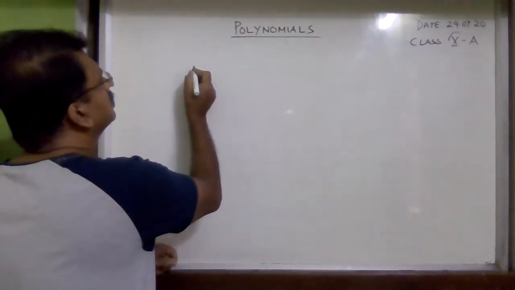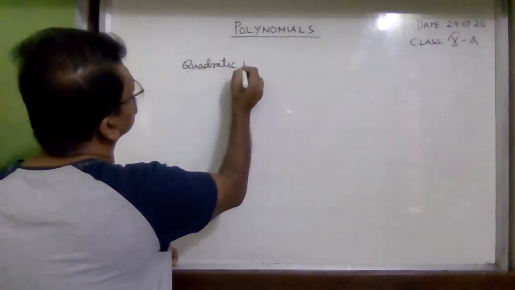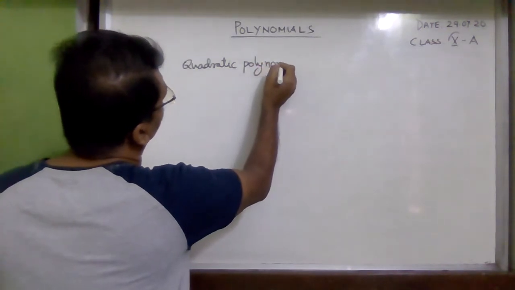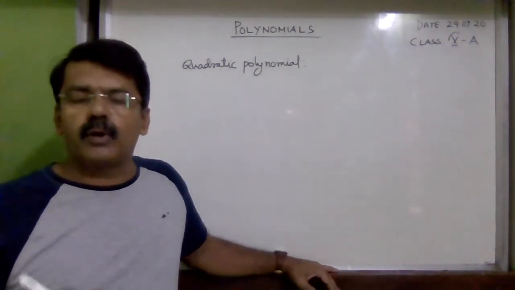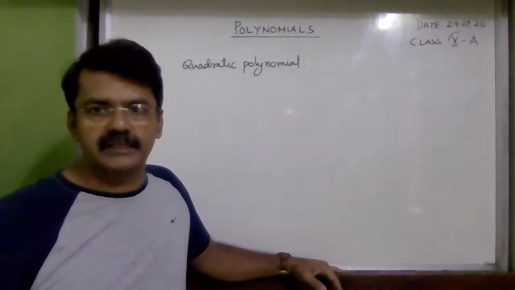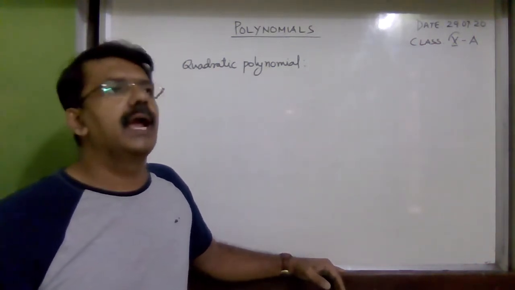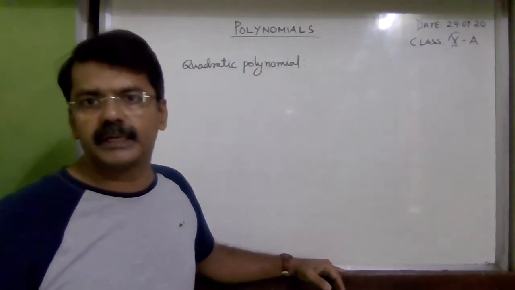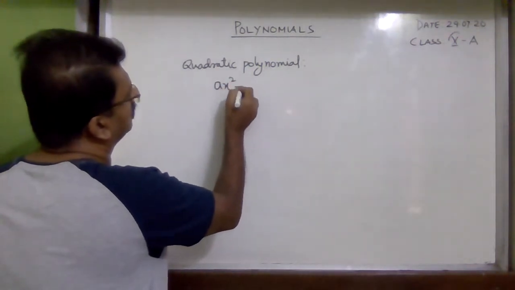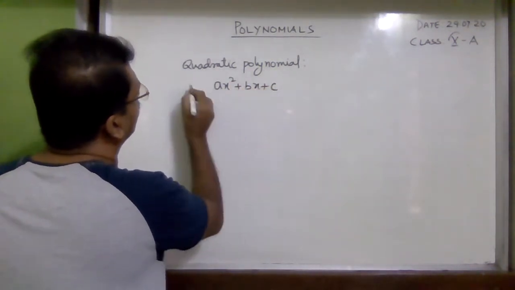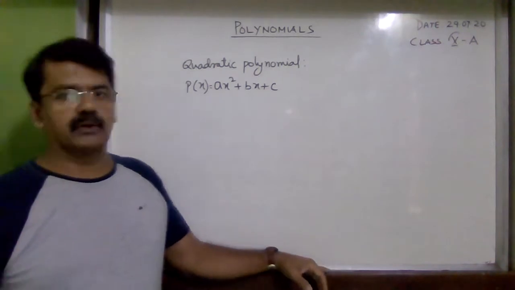Now, quadratic polynomial. You know, I told you in a polynomial when the highest power of x is 1, then it is a linear polynomial. When the highest power of x is 2, it's a quadratic polynomial. And when the highest power of x is 3, then it is a cubical or cubic polynomial. Now, ax square plus bx plus c. This is a quadratic polynomial. Px is a quadratic polynomial.